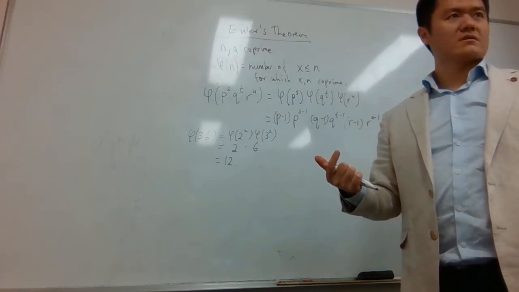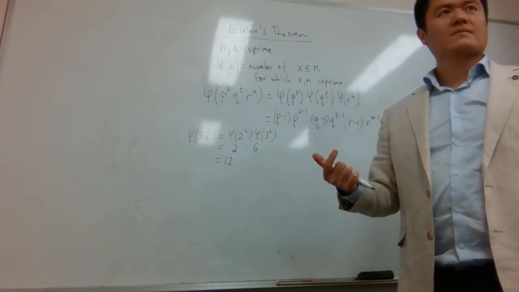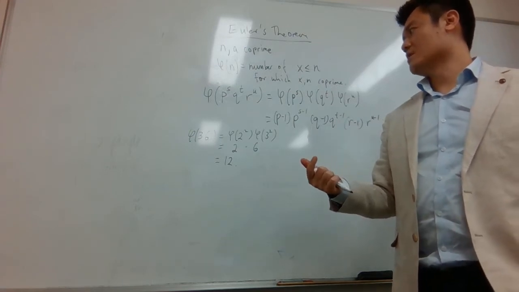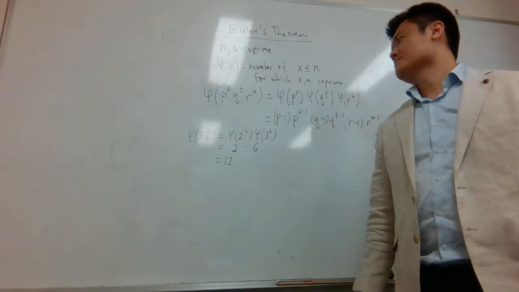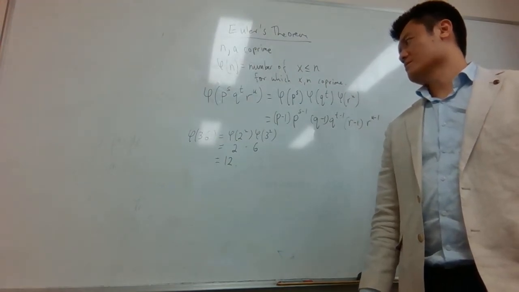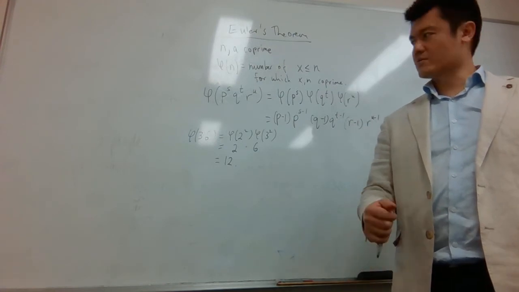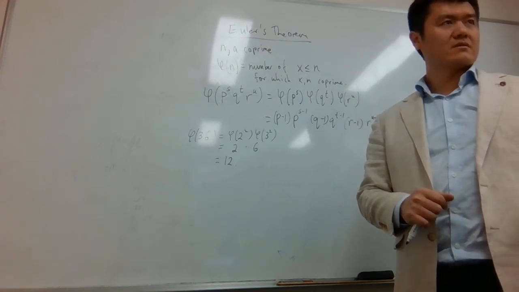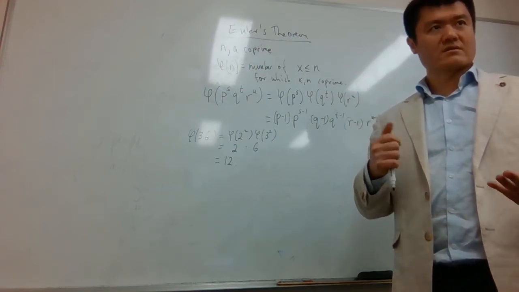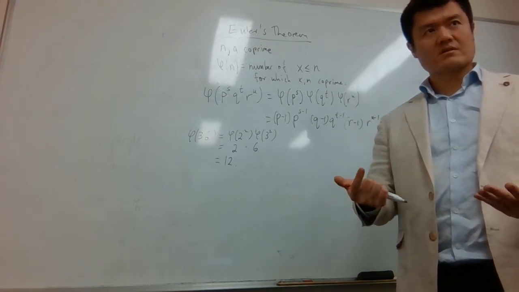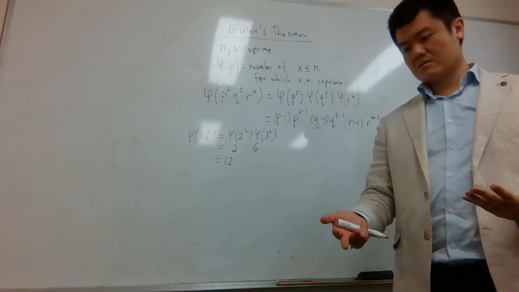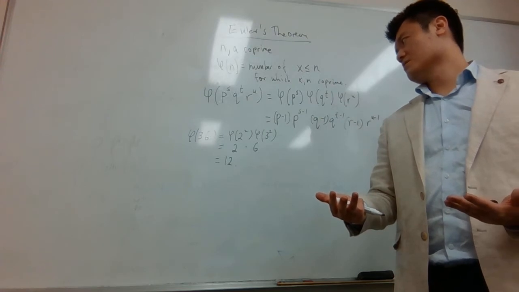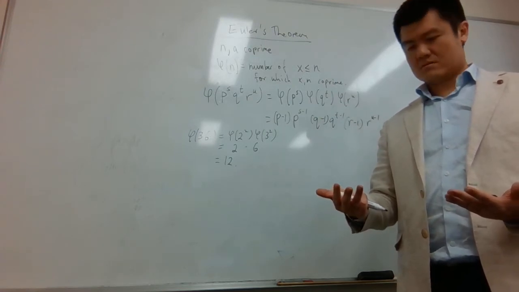23 and 29. How does this function work? We're counting the number of things which are co-prime to 36. So 1, 7, 11, 13, 17, 19, 23, 29, 31. That's it. Is that right?